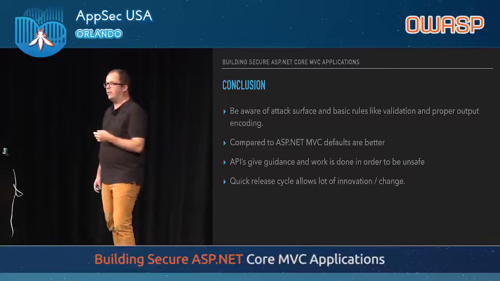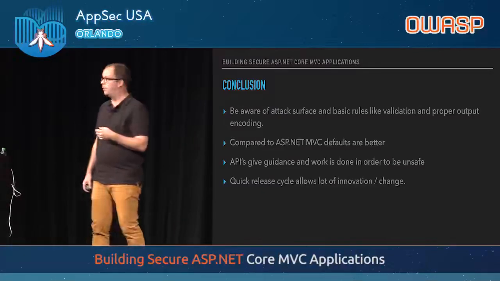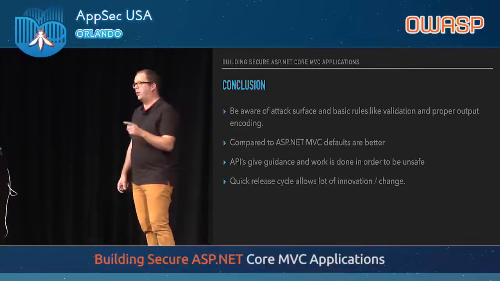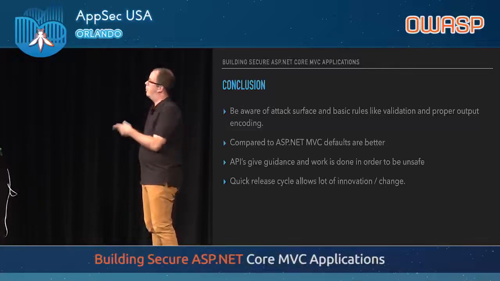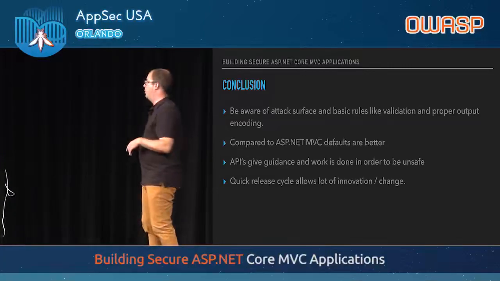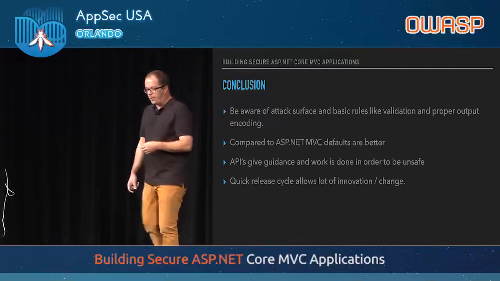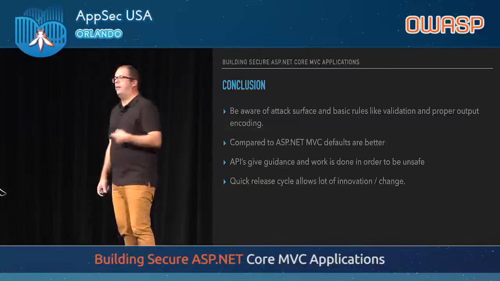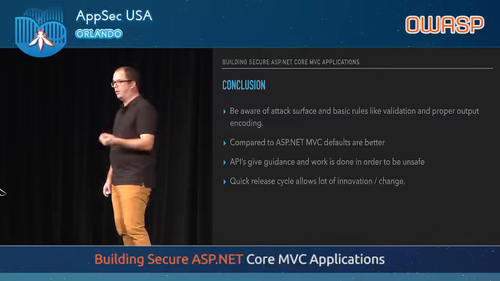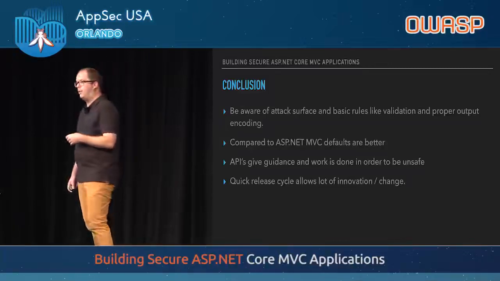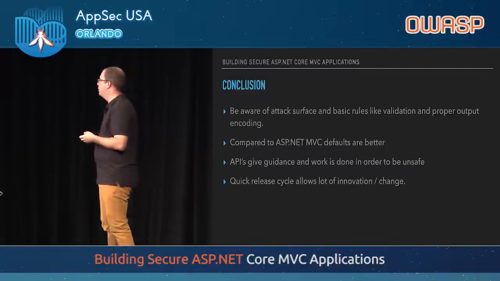I do know that compared to MVC, the defaults are definitely better, right? We have seen the defaults, let's say for that reflective cross-site scripting thing, that you need to explicitly turn it off in order to do the wrong thing, and I think that's good. So definitely the programming APIs give good guidance, and you really need to code in order to be unsafe. And I also think, like the example we have seen with the standards and the way that you can extend MVC Core, the quick release cycle allows more innovation compared to, let's say, MVC. And that's a good thing, and that will allow you to anticipate much earlier, and I think that's good.